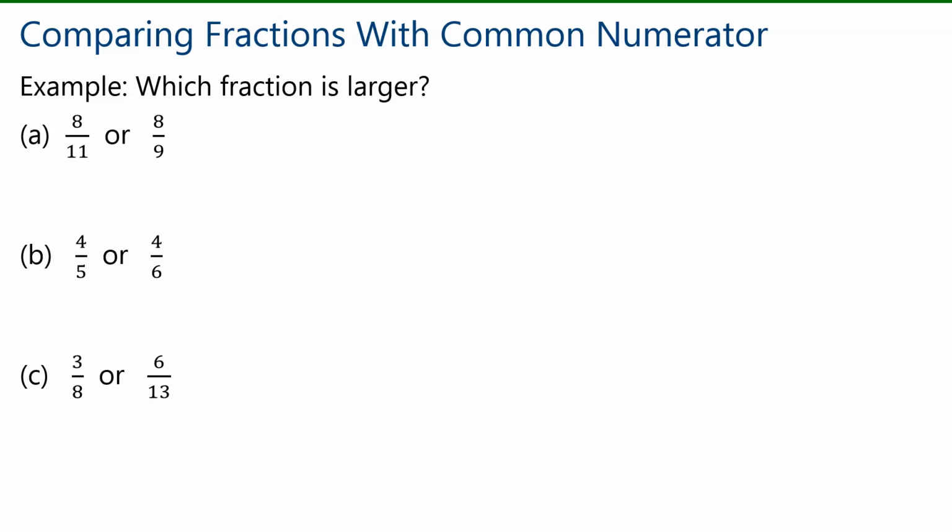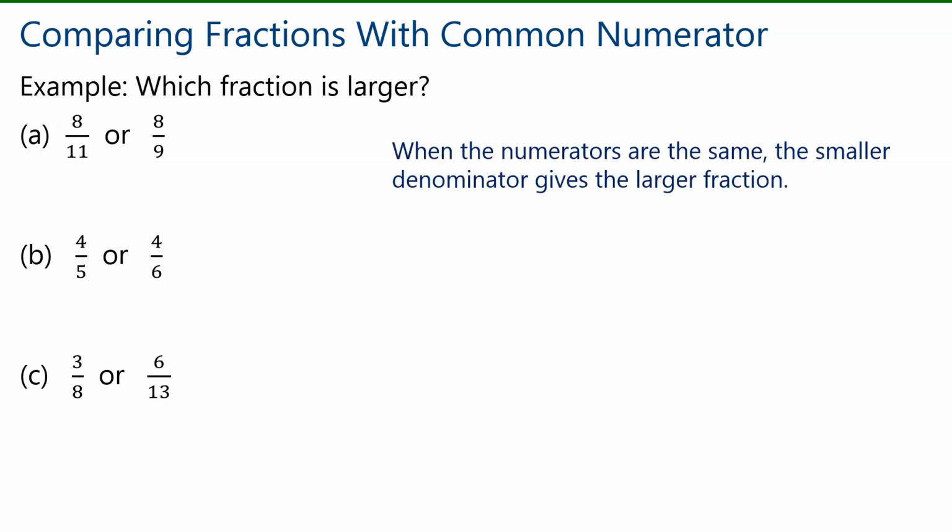And you'll notice that for A, we have 8 over 11 and 8 over 9. Both numerators are 8. So the rule for comparing these is when the numerators are the same, the smaller denominator gives the larger fraction. So let me demonstrate why this is true.